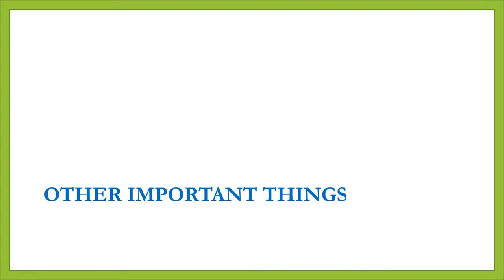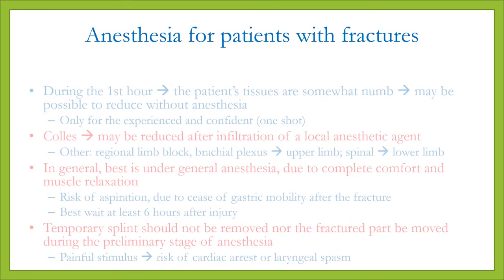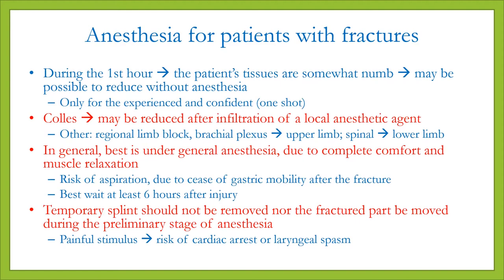Other important things. Anesthesia for patients with fractures. During the first hour, the patient's tissues are somewhat numb. It may be possible to reduce without anesthesia, only for the experienced and confident, in one shot. A Colles fracture may be reduced after infiltration of a local anesthetic agent. Other options are regional limb block: brachial plexus for the upper limb and spinal for the lower limb.